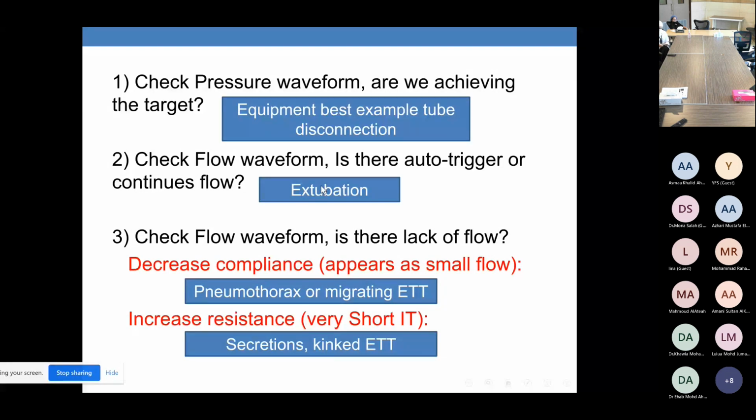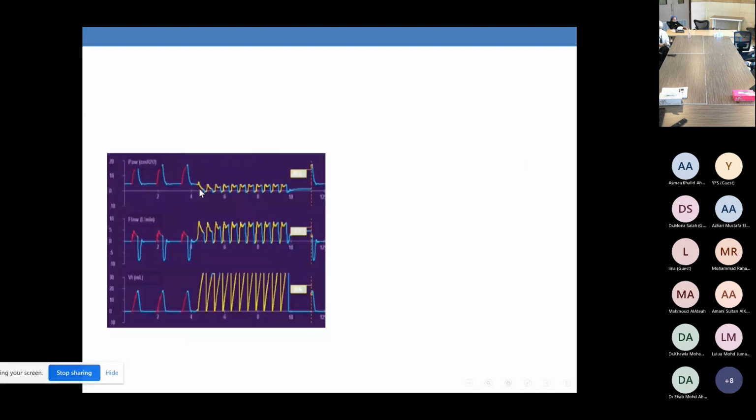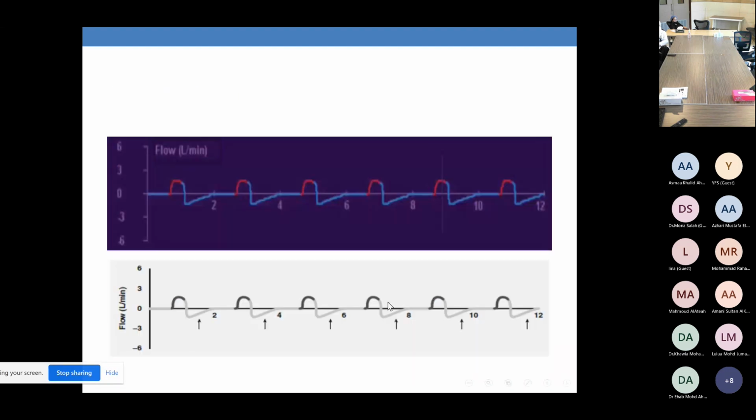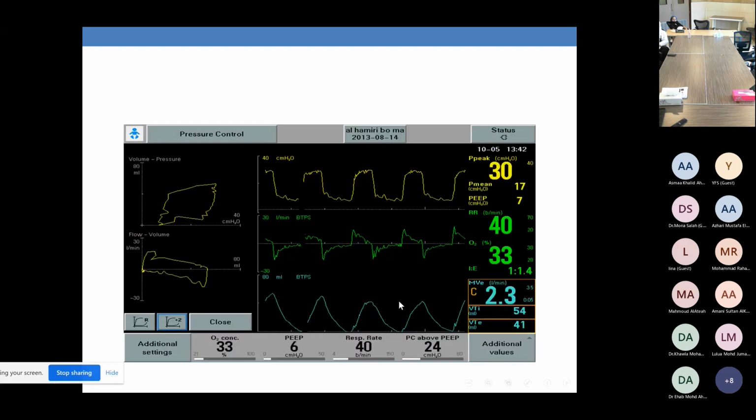If you are having auto-triggering, so we'll see here. Auto-triggering, okay? If you have auto-triggering, means that the ET tube is out. So continuous flow. This means that the tube is out. Extubation. If there is a small flow, which was before large flow, why is it now very small? This is decreased compliance. Acutely means pneumothorax. Or if you have turbulence with not enough I time, not enough E time, this means secretions or obstruction.